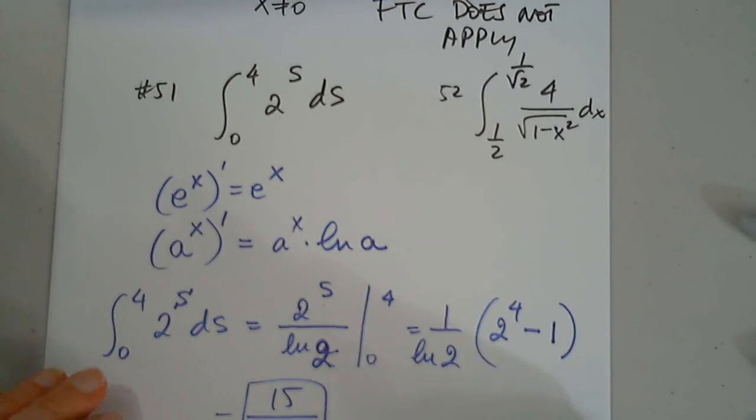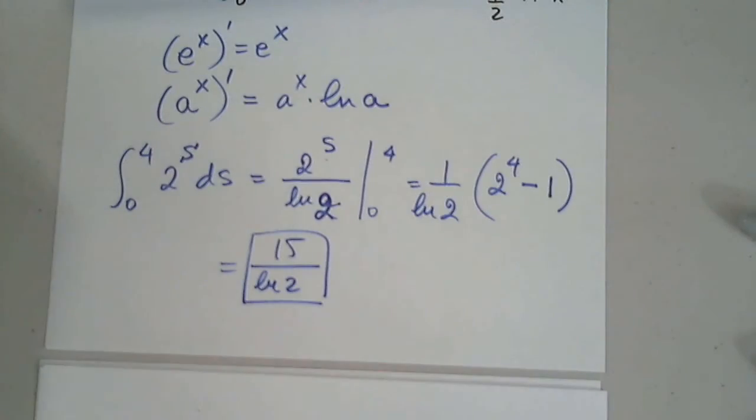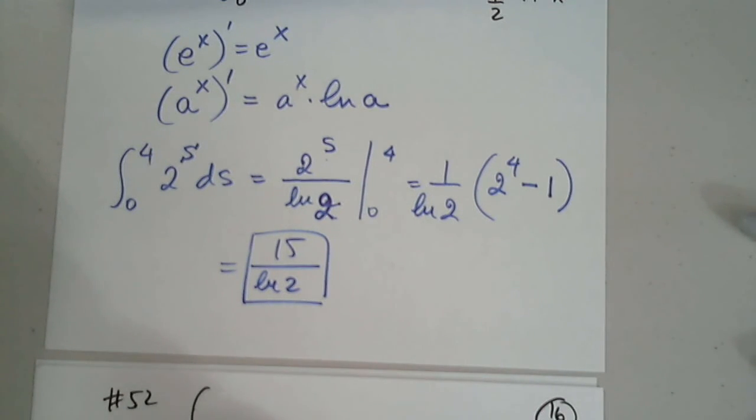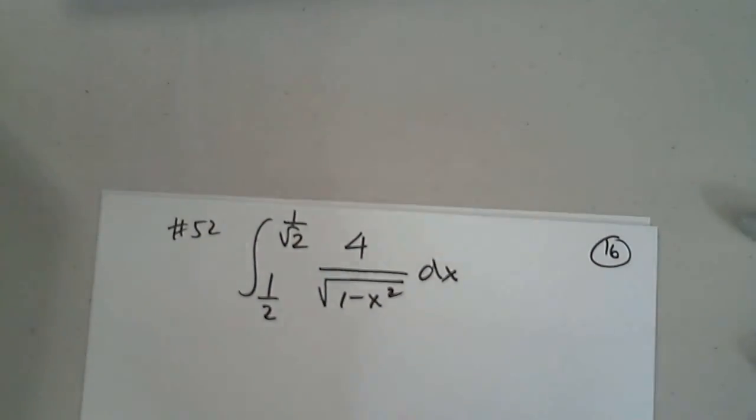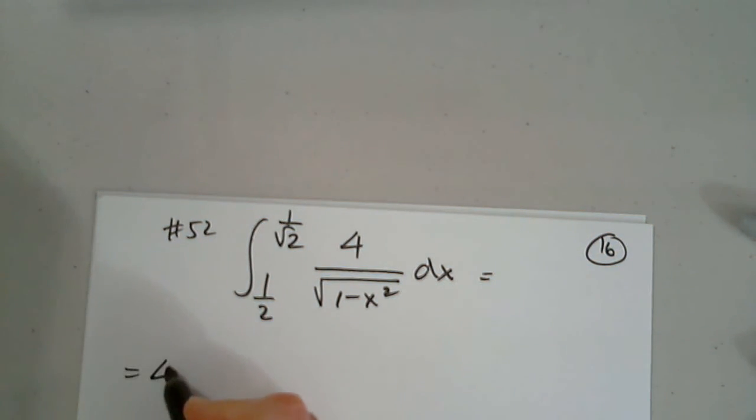Okay, let's do 52. And we can stop after that if you want, unless you have questions. So in 52, we have the integral from 1/2 to 1 over the square root of 2 of 4 over the square root of 1 minus x squared dx. And like with the previous properties, 4 goes in front. It's a factor. So I can write it like this.